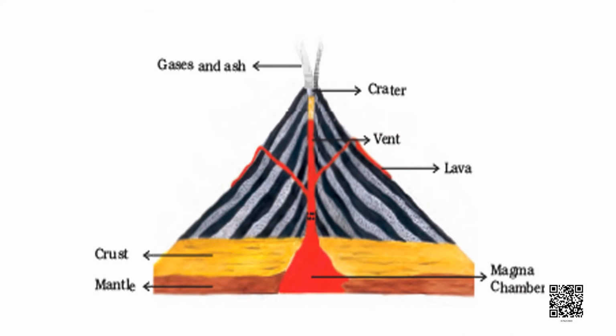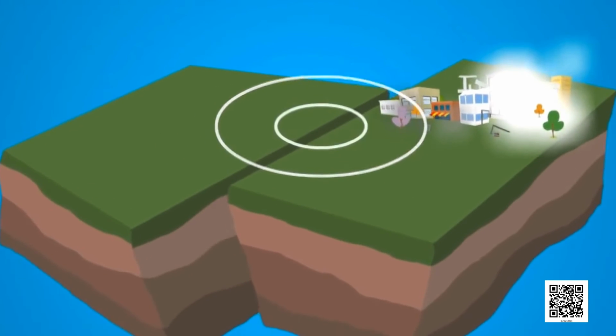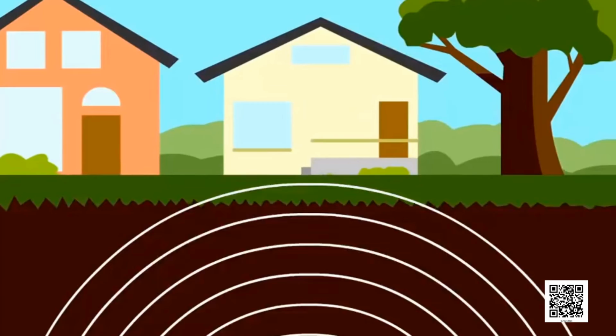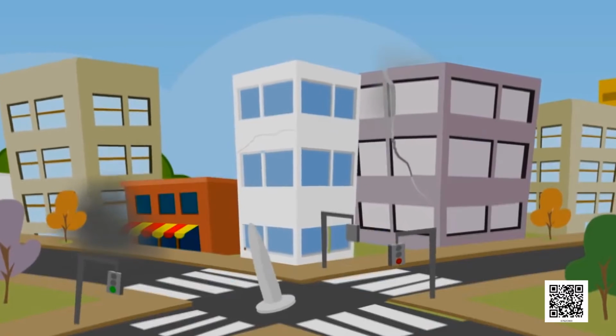A volcano is a vent or an opening through which molten material and clouds of gases come out, and this can erupt suddenly. Dear children, what is a volcano? Correct. A volcano is a vent or an opening in the Earth's crust through which molten material erupts suddenly. Similarly, when the lithospheric plates move, the surface of the Earth vibrates. The vibrations can travel all around the Earth. These vibrations are called earthquakes.